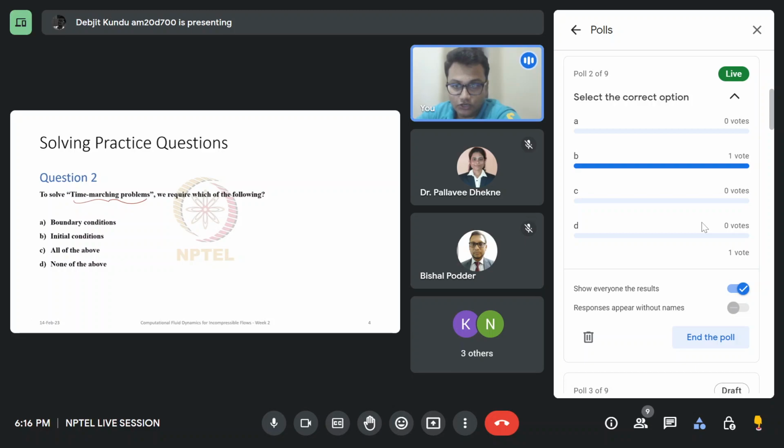So in order to solve time marching problems, we require which of the following? Is it option A, boundary conditions only? Option B, initial conditions only? Option C, all of the above? Or option D, none of the above? I can see one response in the poll. What about others? I request everyone to participate in this.